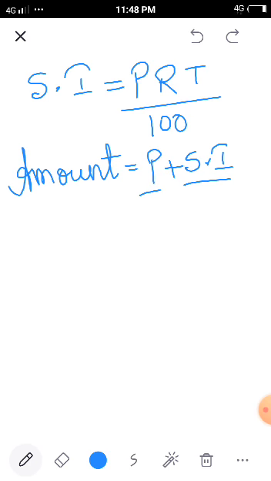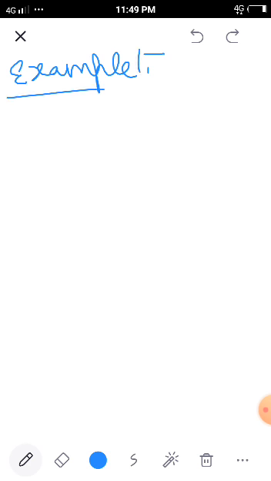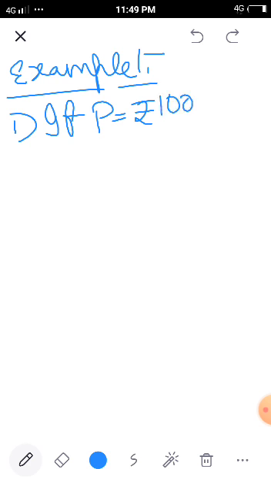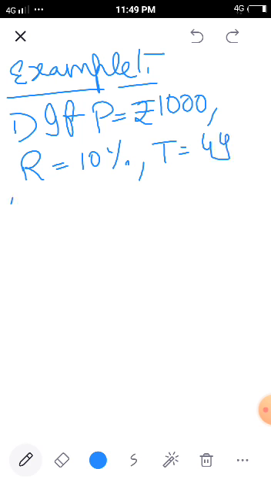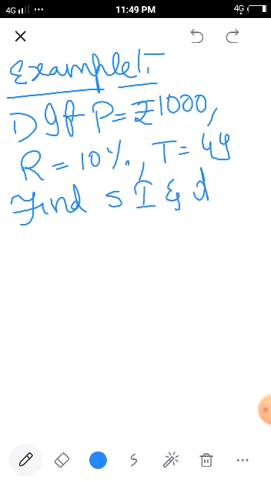Now we will solve examples. Example 1. If P equals 1000 rupees, that means principal equals 1000 rupees, rate of interest R equals 10%, time period is 4 years, find SI and amount.